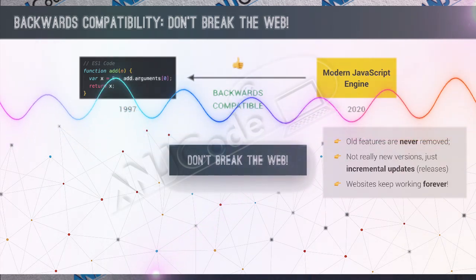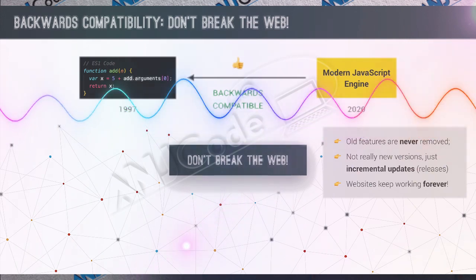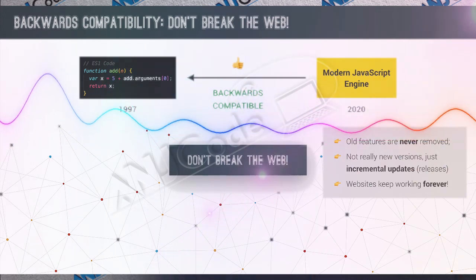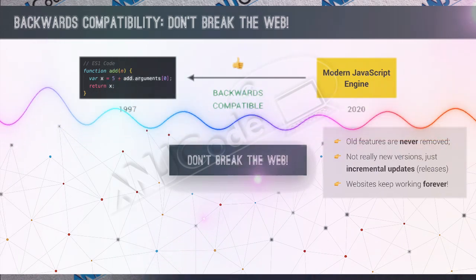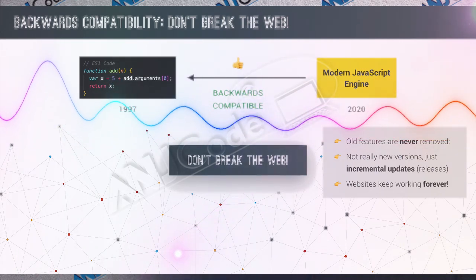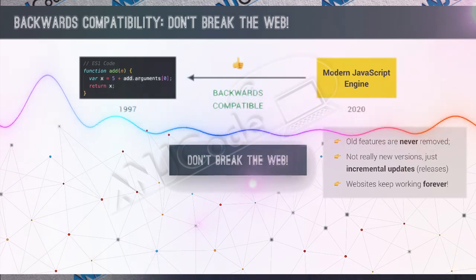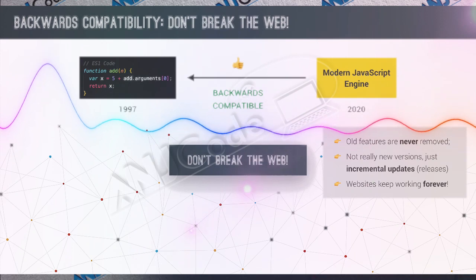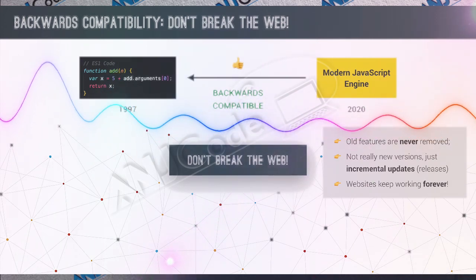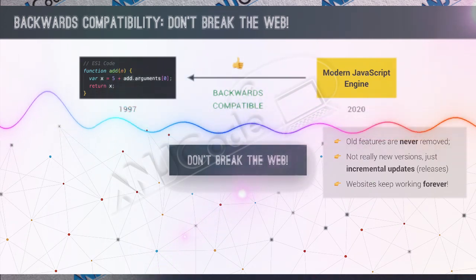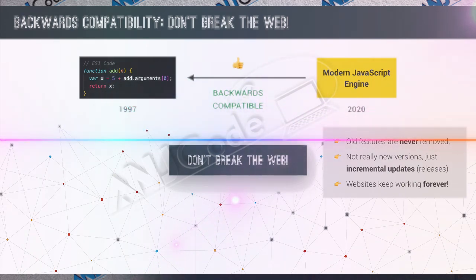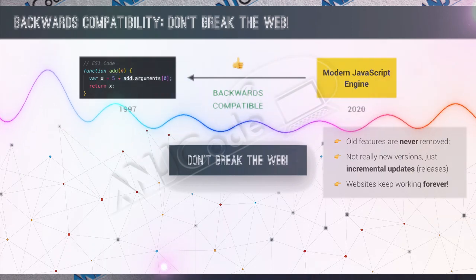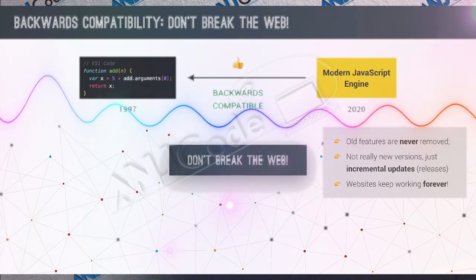Instead, new versions are always just incremental updates which add new stuff, and so I like to call them releases and not versions. The ECMAScript committee who works on updating the language does all this so that old websites basically keep working forever. Just imagine they removed some important feature that made a website from 2008 work just fine. If you then wanted to visit that page, it would be broken. And that's why we, fortunately, have the don't break the web principle.